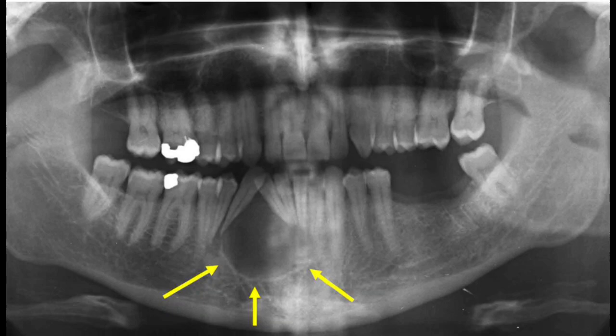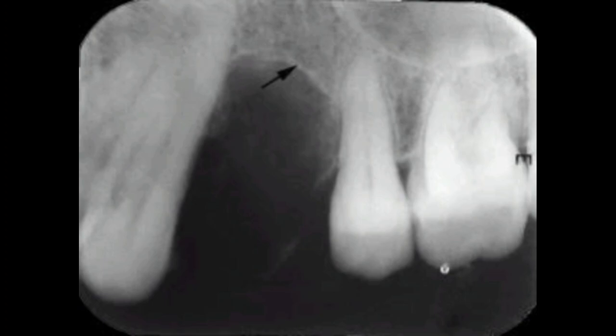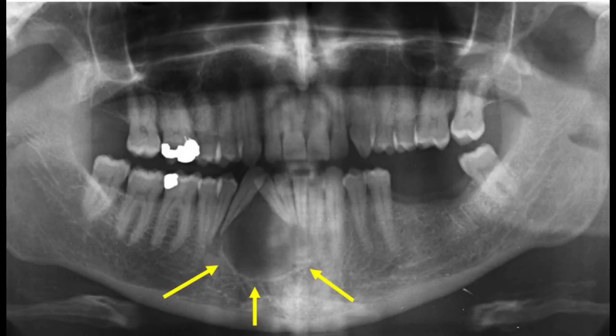There are two types of border. One is corrugated and the other is sclerotic. Corrugated is a sharp border, and a sclerotic border is a thick border. So here the border is sharp, so this is a corrugated border, and this border is also present in the case of the dentigerous cyst.